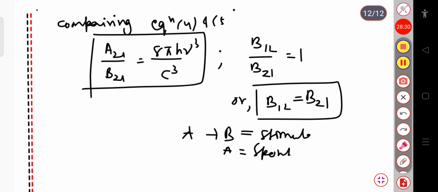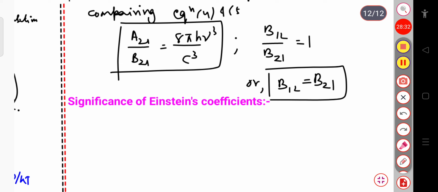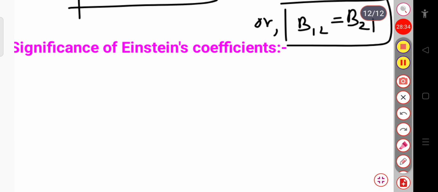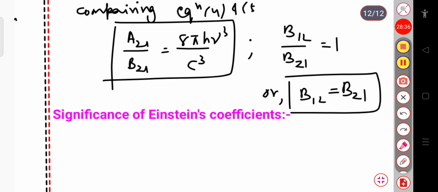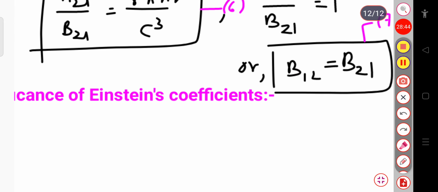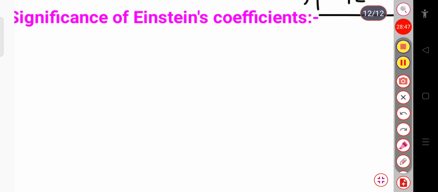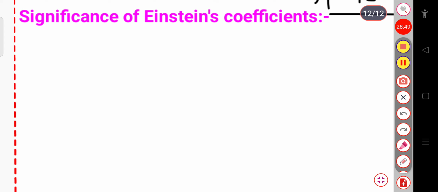Now we will discuss the significance of the Einstein's coefficients. Let me give the equation numbers here. This is equation 6, and this is equation 7. Now I will explain the significance. What is the significance of the Einstein's coefficient?